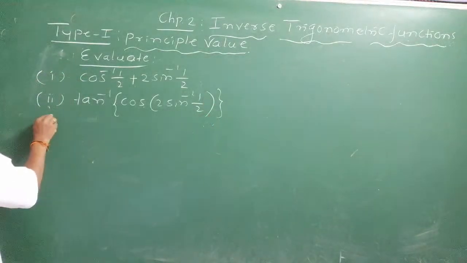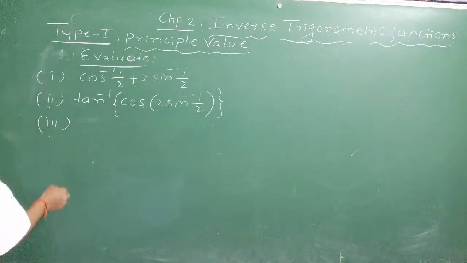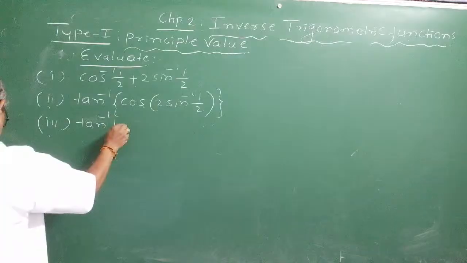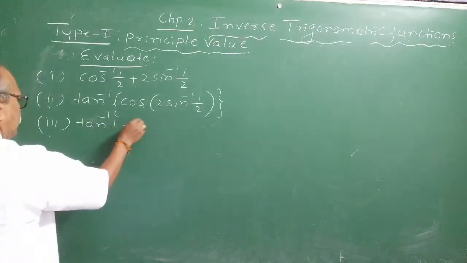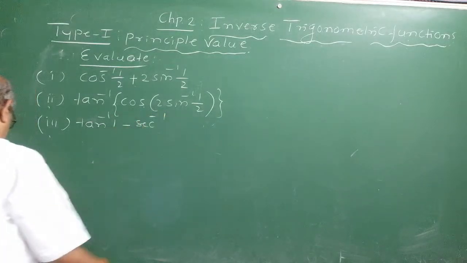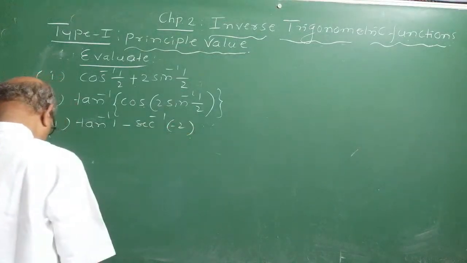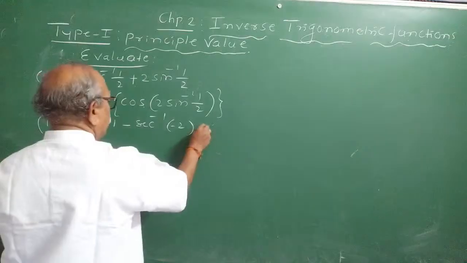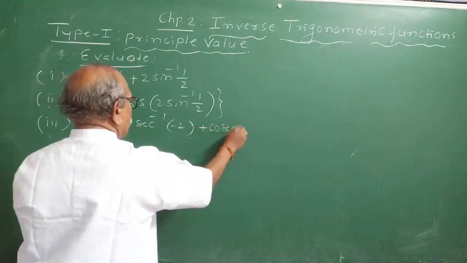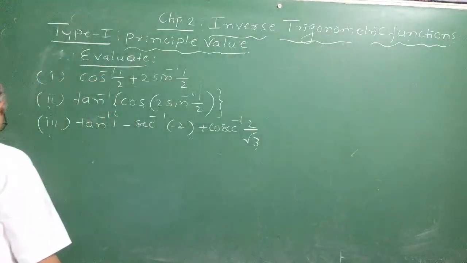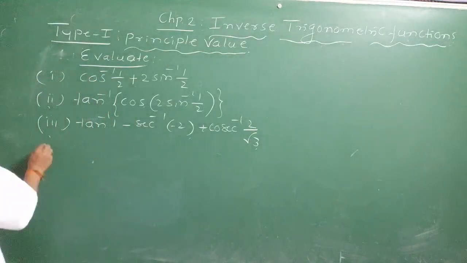Third one. Tan inverse 1 minus sec inverse minus 2 plus cosec inverse 2 by root 3. I have to evaluate them. Fourth question.